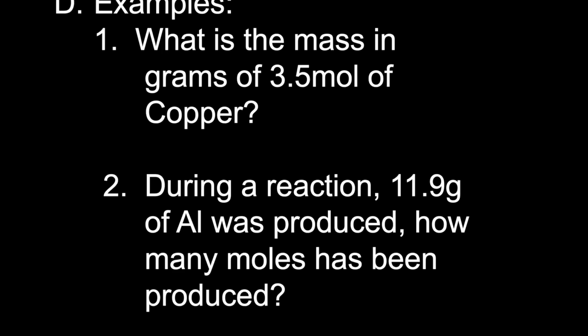All right, number 2. During the reaction, 11.9 grams of aluminum was produced. How many moles have been produced? Again, we need to find out how much 1 mole of aluminum weighs. So if you have 11.9 grams, how many moles do we have? So let's work this one out.